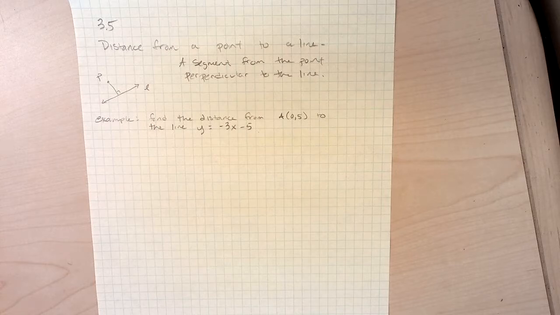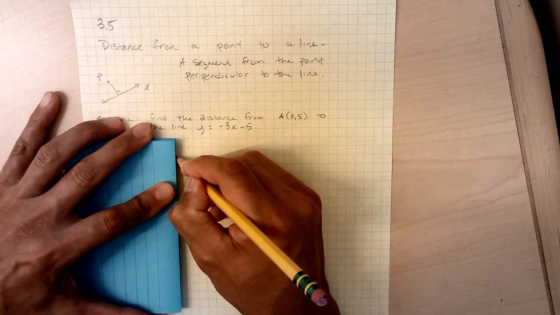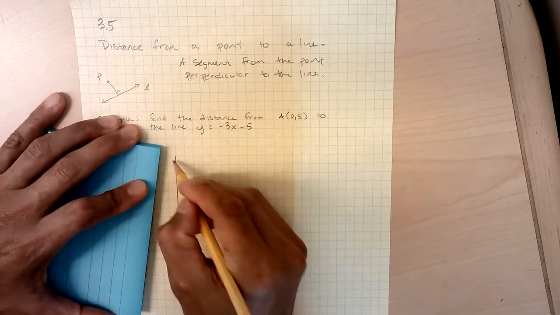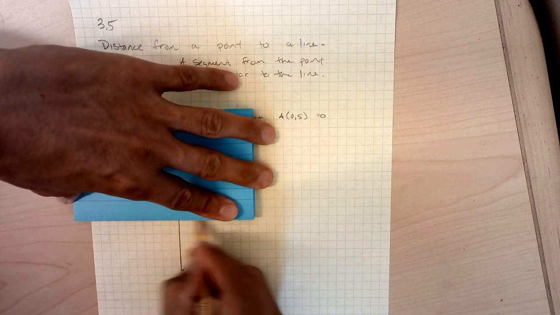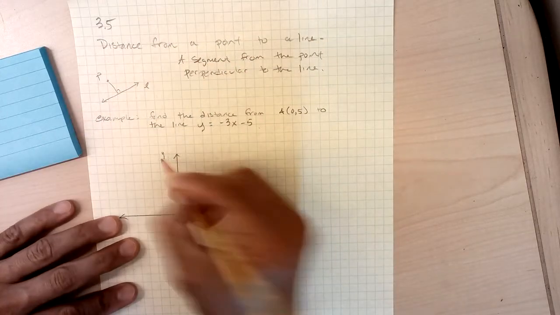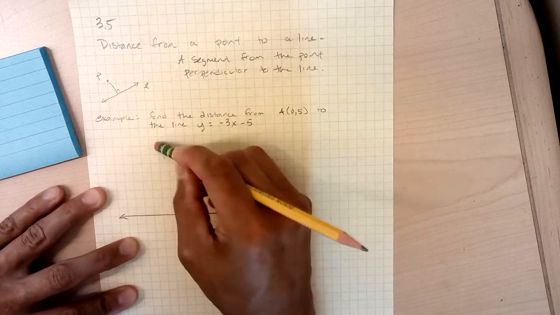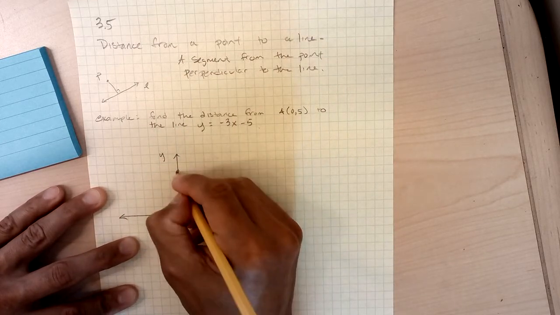line in a coordinate plane, here I want to find the distance between my point A, 0, 5. I'll graph that in a second. And then the line y equals negative 3x minus 5. So I'll draw that in my coordinate plane. My x and y axis. A is the point 0, 5. So that's on the y axis. Right here.